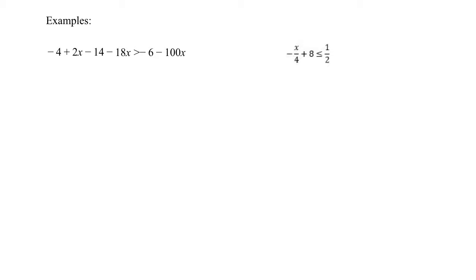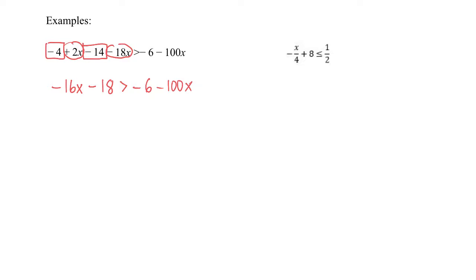All right, so let's do a couple of examples here. We're just going to go through our steps like we normally do. Our first step is simplify both sides, just like equations. That means distribute and combine like terms. I have no distributing, but I do have some like terms. So what does that give me? 2 minus 18x is -16x. -4 minus 14 is -18, is greater than -6 minus 100x.